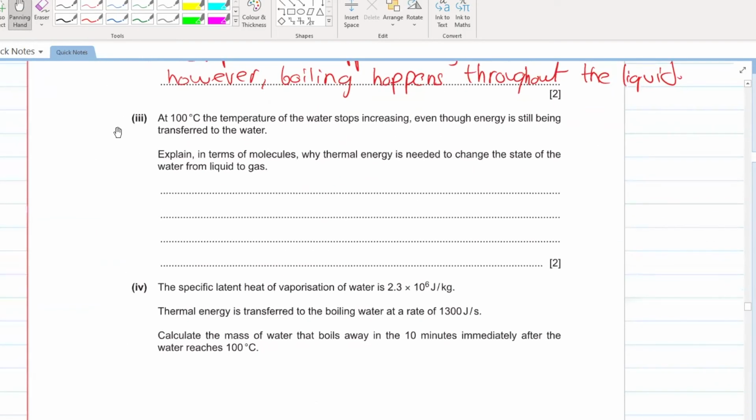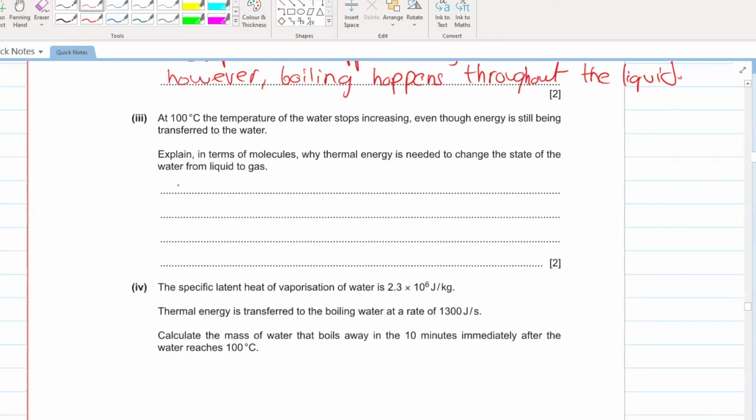At 100 degrees centigrade, the temperature of the water stops increasing even though the energy is still being transferred to the water. Explain in terms of molecules. Why is thermal energy needed to change the state of the water from liquid to gas? Why do we require energy to change state from liquid to gas? Because work is done against the intermolecular forces of attraction so that the molecules move away from each other.